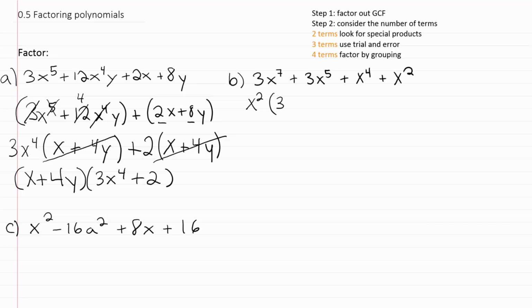That'll leave me 3x to the... if I had 7 x's and I take out 2 of them, I'm left with x to the 5th, plus 3x to... if I had 5 and I take out 2, I'll have x to the 3rd, plus x to the... if I had 4 and I took out 2, I'll be left with just 2. And then, of course, I'll just have 1 left over after this because I take out all my x's, basically. All right, so there is my leftover expression.